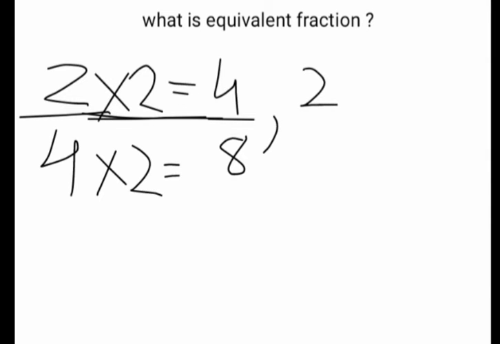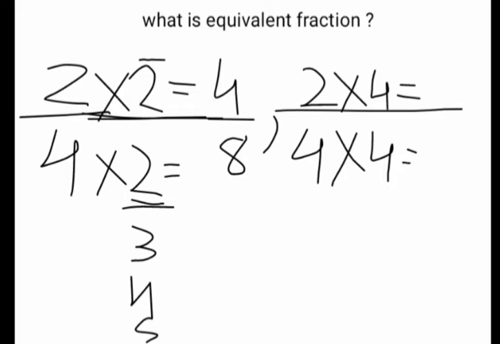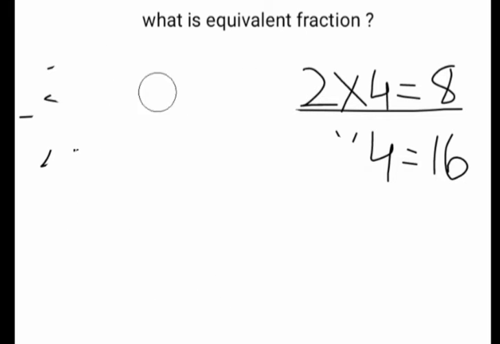Another, we will take 2 upon 4. The same example we will take. It is not compulsory that it is only 2. Here only 2 we can take, you can take 3, 4, 5, any number you can take. So we will take 4 here. So 2 into 4 and 4 into 4. It is only important that you have to multiply numerator and denominator with the same number. Okay. So here it will be 8 and 16. This is what is called equivalent fraction.